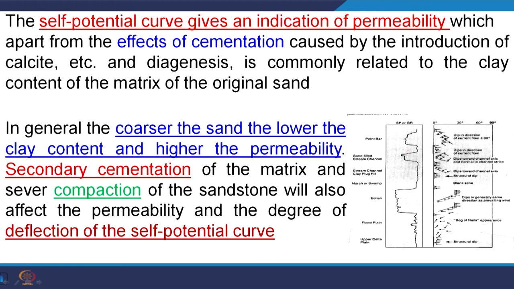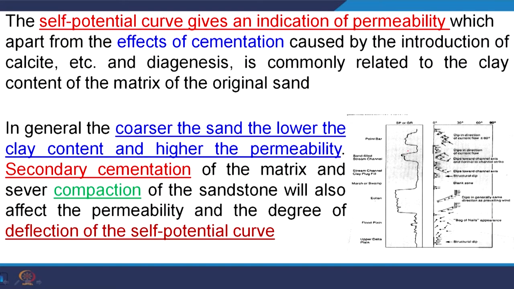The self potential curve gives an indicator of permeability, because as we are discussing, self potential is a measure of the permeability of the formation, which, apart from the effect of cementation caused by introduction of calcite or other secondary and diagenetic minerals, is commonly related to the clay content of the matrix of the original sand. So, that means it is the measure of permeability only. Whatever factors influence the permeability are also considered here. In general, the coarser the sand, the lower the clay content and the higher the permeability. Secondary cementation in the matrix and severe compaction of the sandstone will also affect the permeability of the formation and the degree of deflection of the self potential curve.